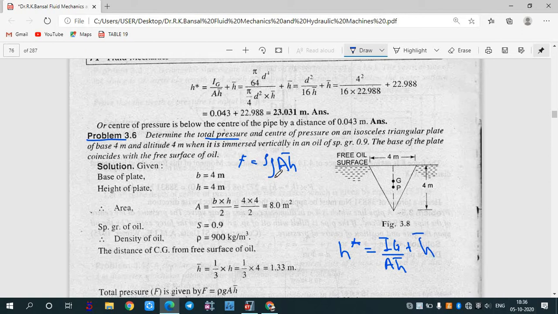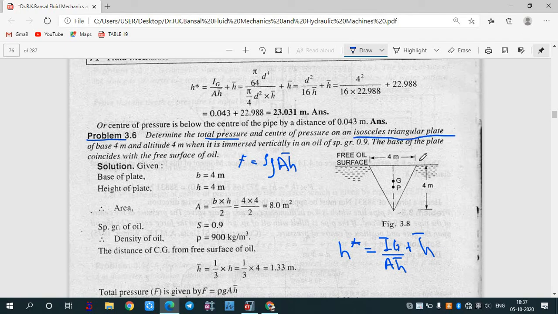This is for total pressure: force equals rho G A h bar. We have derived this. Then the center of pressure h star is also Ig upon A h bar plus h bar. This is also something we have derived. Okay, now the center of pressure, and it is saying that it is an isosceles triangular plate.